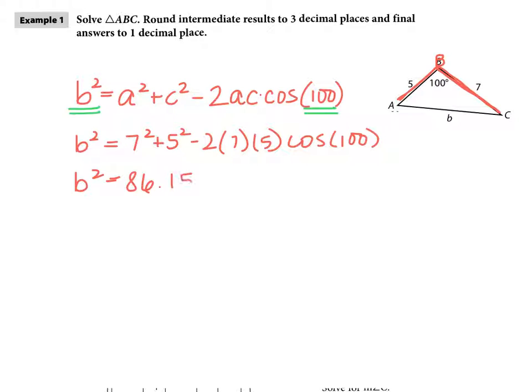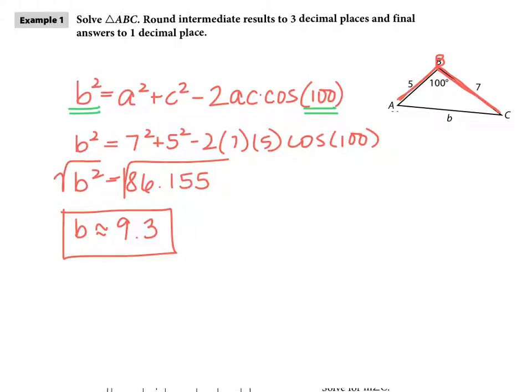That's 155. All right, and then I need to take the square root to get b by itself, just like you do at the end of Pythagorean theorem. So this is b squared, well, sorry, not b squared. B is going to be approximately 9 point, they want me to give my final answer in 1 decimal place, so to the tenth, so that's going to give me 9.3. That's the length of this third side over here.